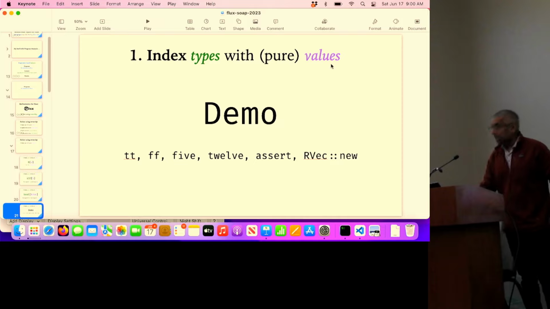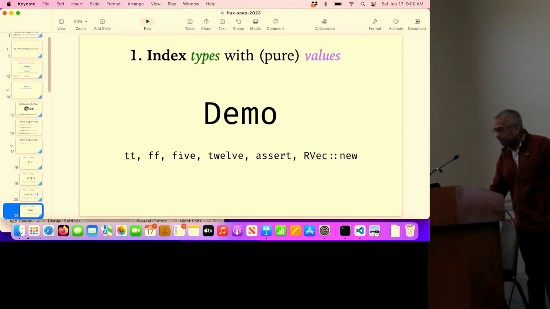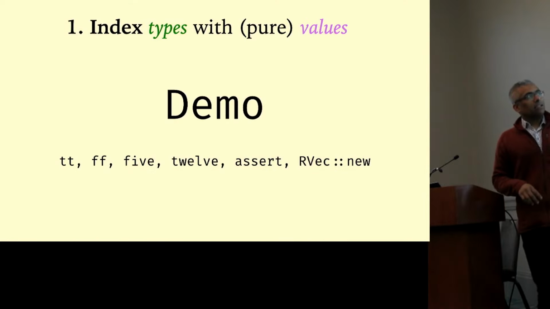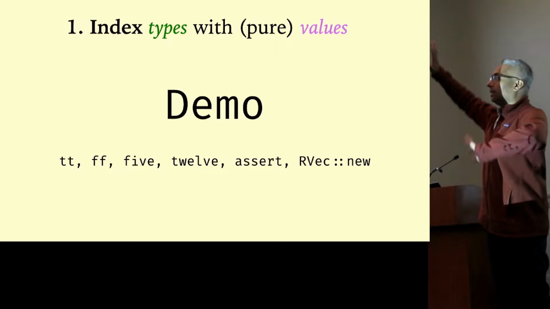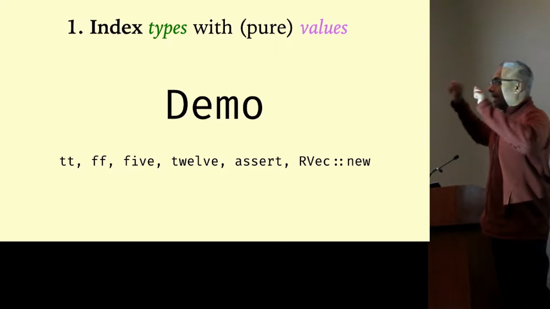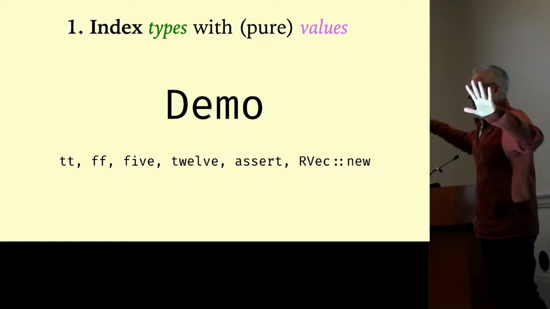What's going on with these pure values, this purple stuff, is that these are all things that an SMT solver can understand. So these are pure. This is in the realm of logic, if you wish. And so int is mathematical integers, if you wish. Okay?